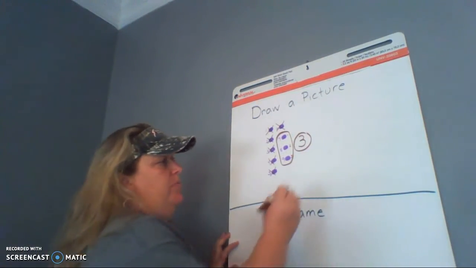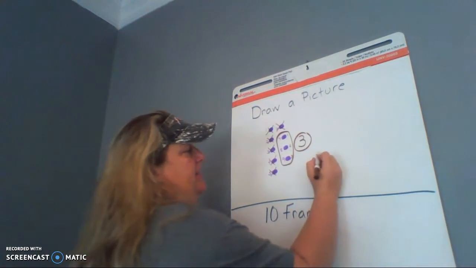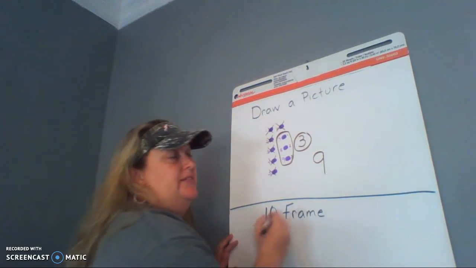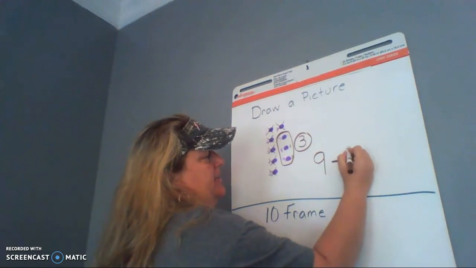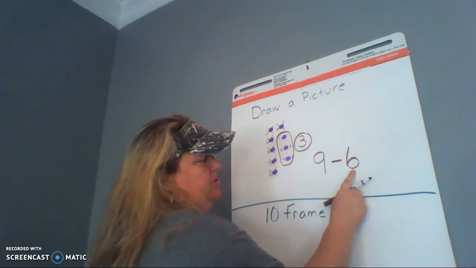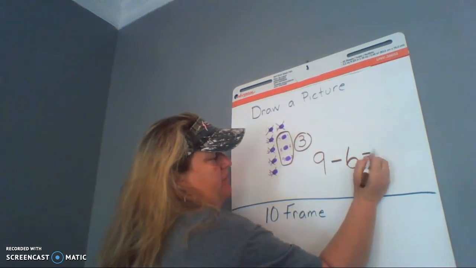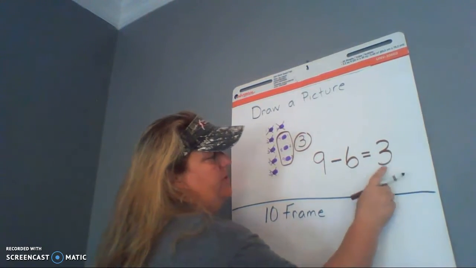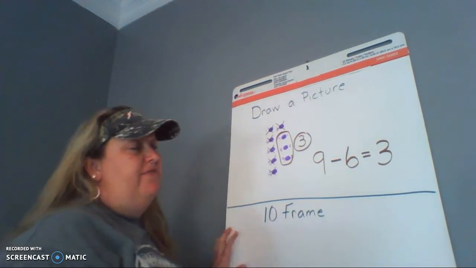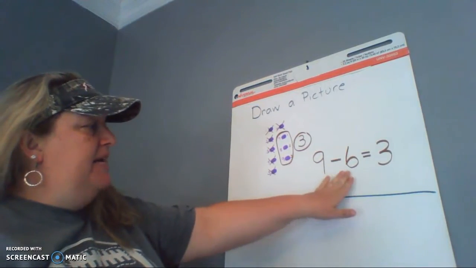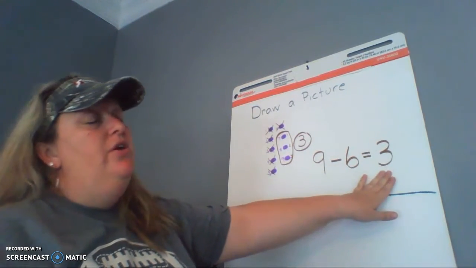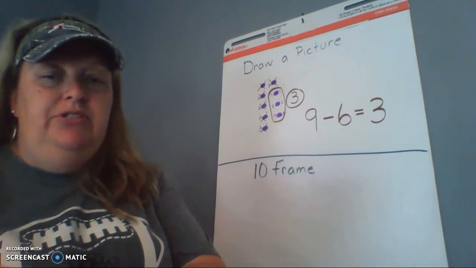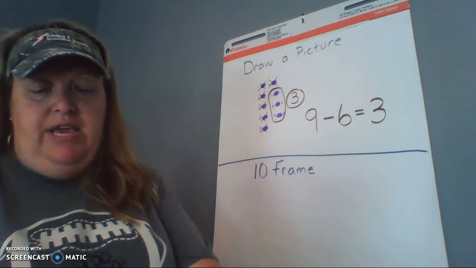And our number sentence would look like this. We started with 9. She gave away 6. That would be the subtraction sign. She gave away 6. And we want to know how many does she have left. And she has 3 paintbrushes left. So 9 minus 6 equals 3. Great job.